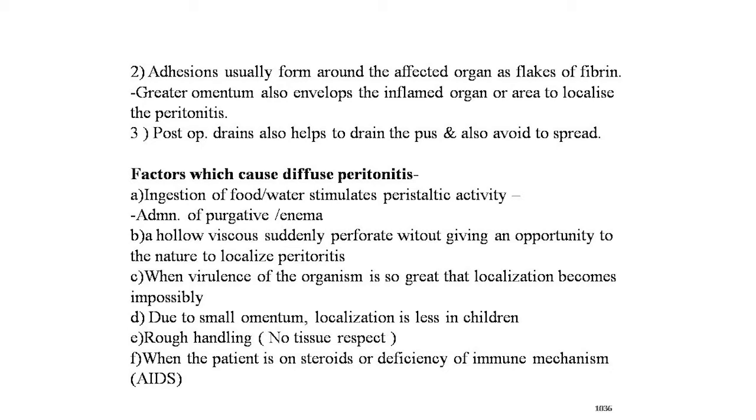Now the next point is factors of diffuse peritonitis. Ingestion of food and water stimulates peristaltic activity, as does administration of purgatives and enema. A hollow viscus suddenly perforates without giving nature an opportunity to localize the peritonitis. Or when the virulence of the organism is so great that localization becomes impossible.